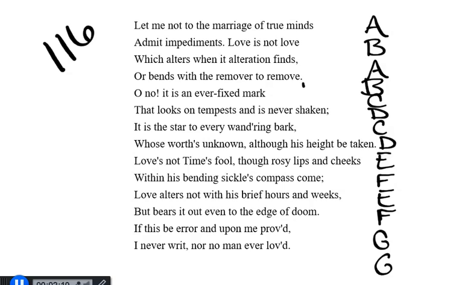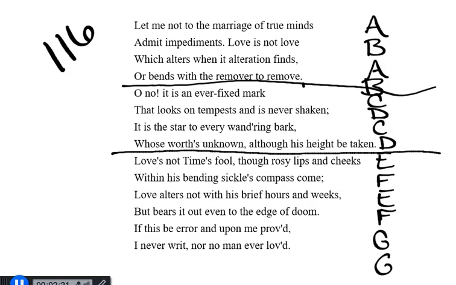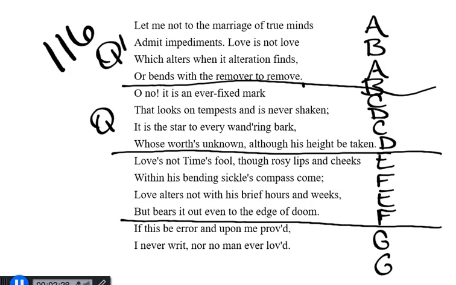So if we mark off the quatrains and the couplet here, you've got A, B, A, B. Then you've got C, D, C, D. E, F, E, F. And then G, G. So you've got quatrain number 1, quatrain number 2, quatrain number 3, and a couplet at the end.